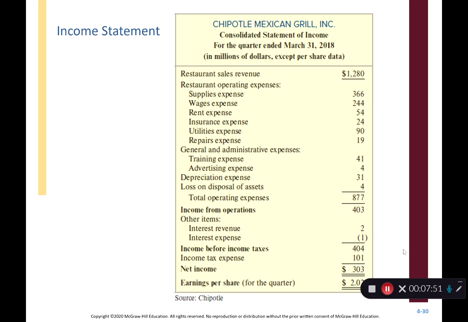So it starts with the company name at the top. So you see Chipotle's name of the statement, consolidated statements of income. Consolidated means it's going to include Chipotle and any of their subsidiaries. And then an income statement is going to be for a period of time, in this case, the first quarter of the year.